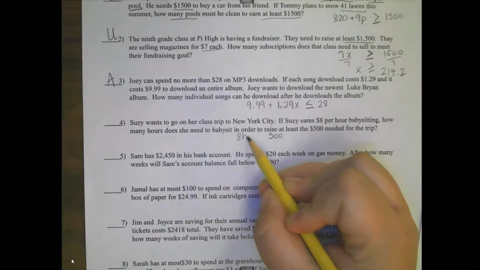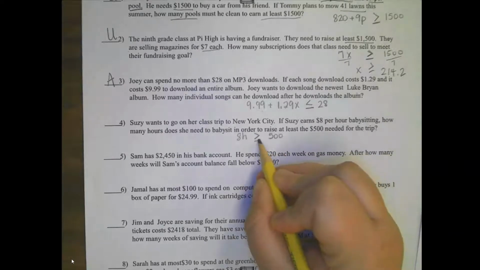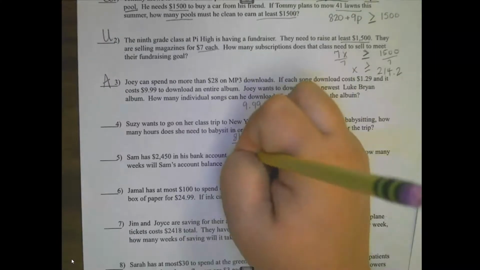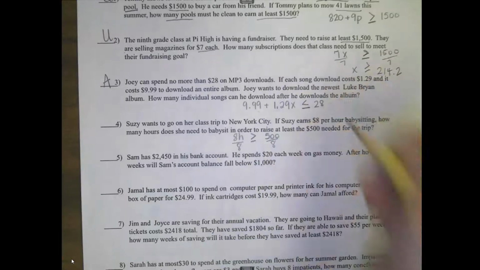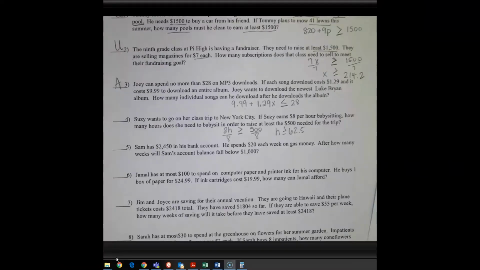Now this is how much she's earning. I need her to earn more than or equal to that $500. This is my earning. So I'm going to do both sides divided by 8. Again, I'm going to get out a calculator so I don't have to work it out. So when I work it out, I got 62.5.